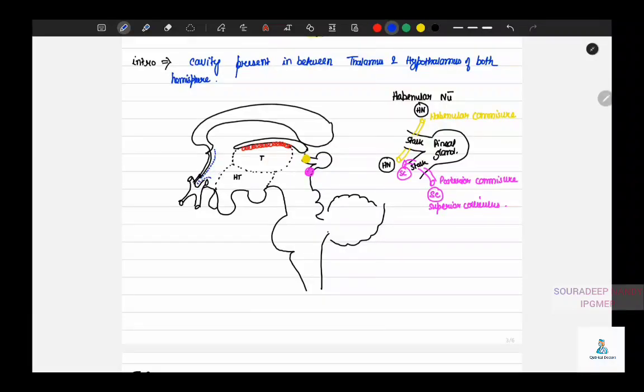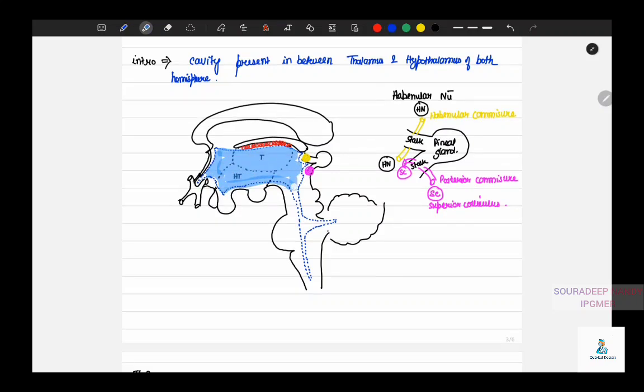So now I am drawing the demarcation of the third ventricle with dotted lines. Here you can very well see how the third ventricle is present inside the CNS and how it communicates with other ventricles.